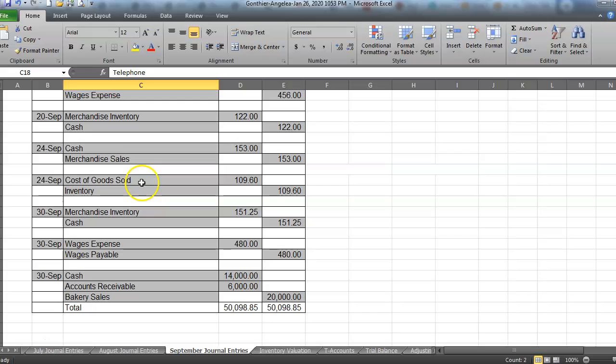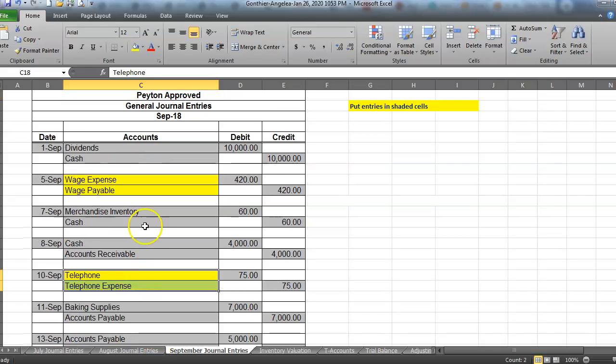This looks okay. This looks okay. And this looks okay as well. So not bad at all.